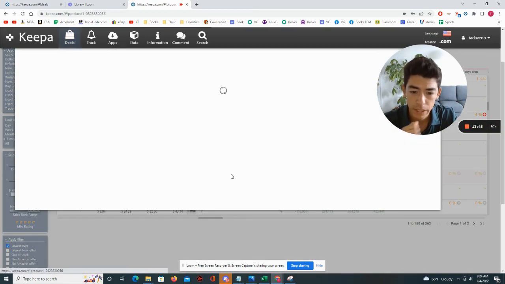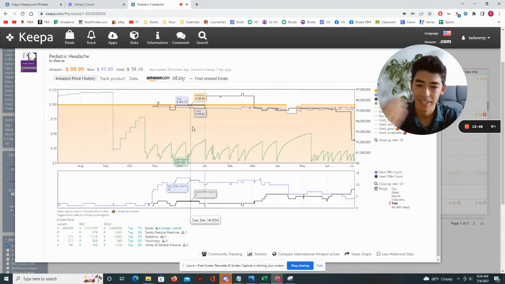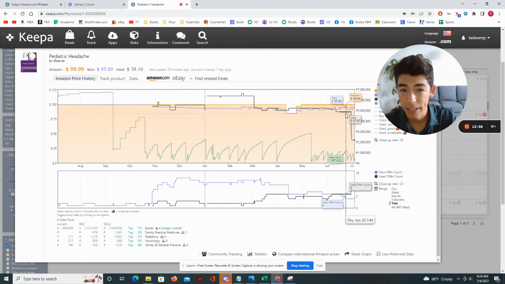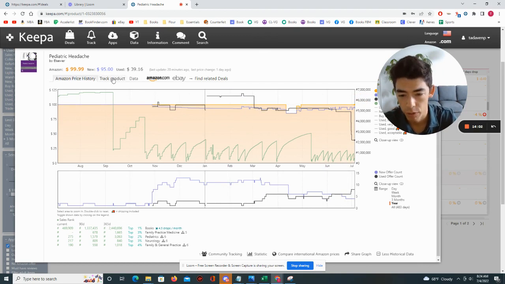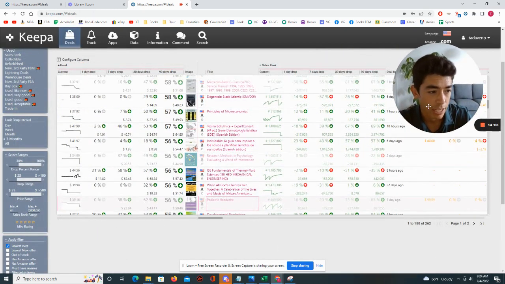Okay, let's go into pediatric headache here. Same sort of story. It's held this high, consistent used and new value. Recently, it's seen a large drop. It's now $39. There might be a little bit of room for you to squeeze some margin out, but maybe setting a tracker there to see if the price goes down even further might help you out so you can buy it then.